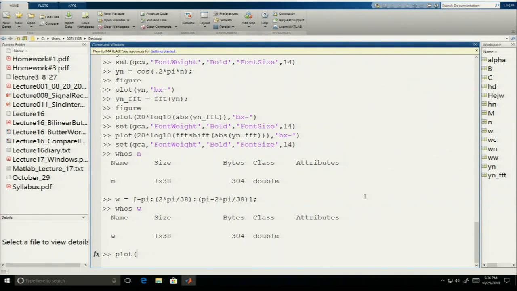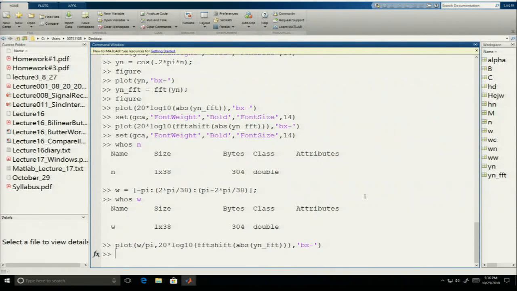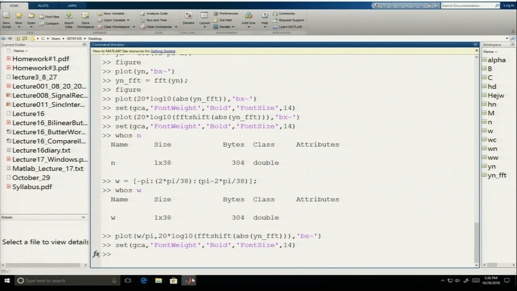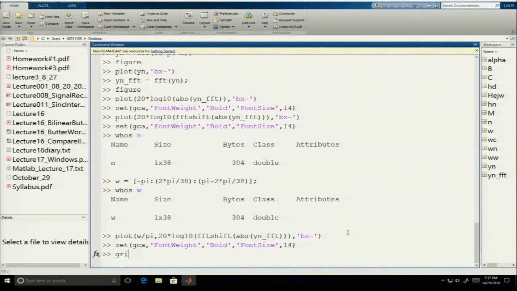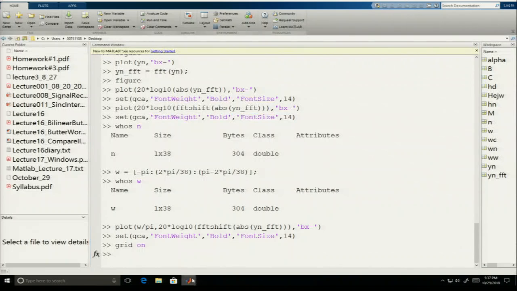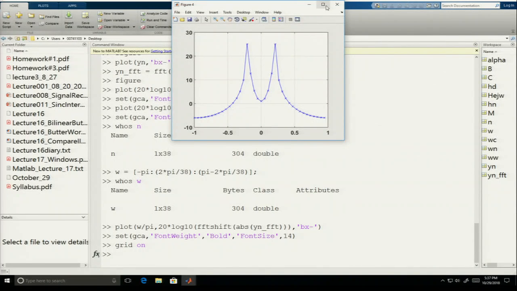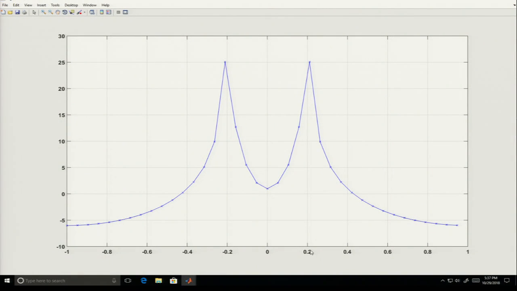So now let's try again to plot this, and put a W up here, and divide it by pi because we like things in increments of pi, right? And let's get a grid on this thing. So hopefully if we look at this, we're seeing things close to minus 0.2 pi and plus 0.2 pi. And it's a little bit off, it looks like, just a little bit, but it's pretty close to 0.2 and minus 0.2.